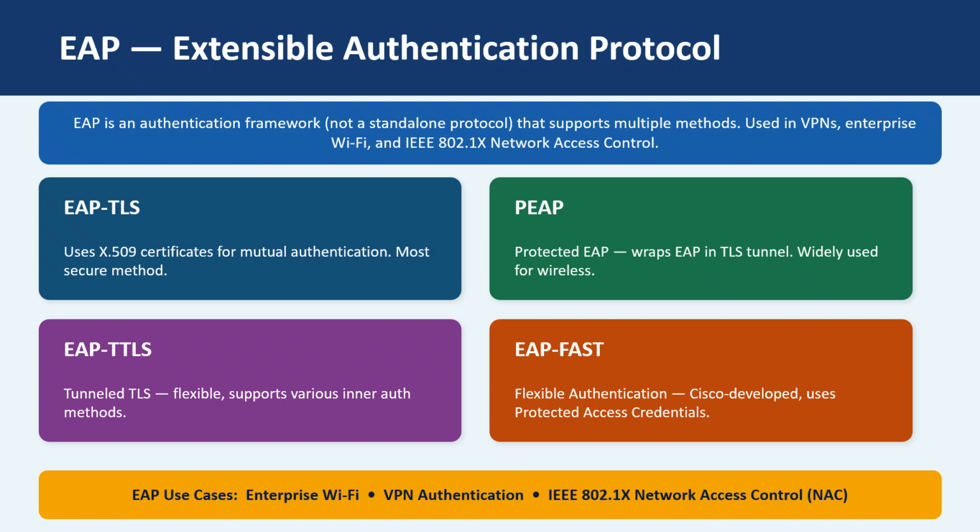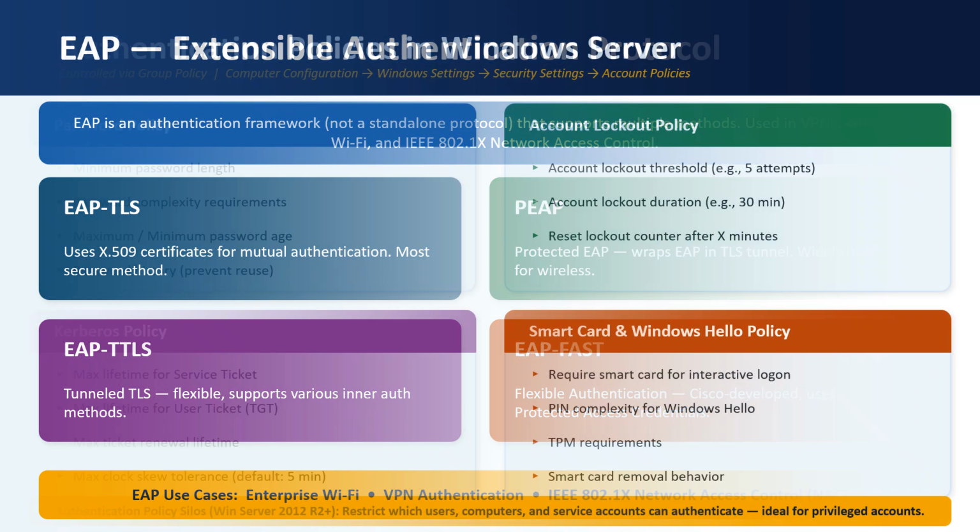The flexibility of EAP allows organizations to choose authentication methods that match their security requirements. EAP-TLS provides the highest security with certificate-based authentication. PEAP offers good security with password-based credentials inside an encrypted tunnel. Choose EAP methods based on your infrastructure and security needs.